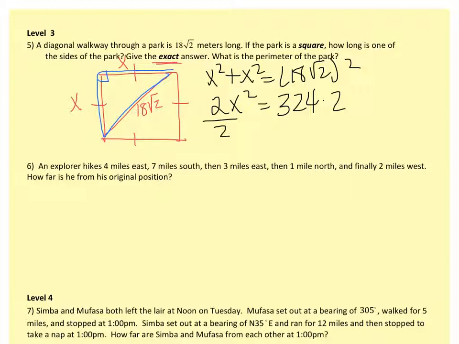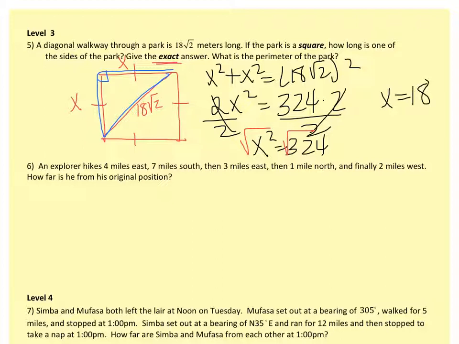If I divide both sides by 2 now, those 2's are going to cancel out. I have x squared equal to 324. And now I'm going to take the square root of both sides to find out just what one side is, and x comes out to be 18. So no need to worry about the exact answer, because each side is going to be 18 meters.